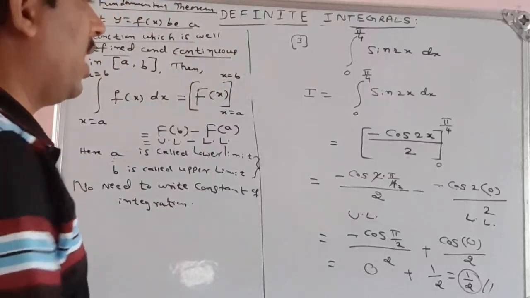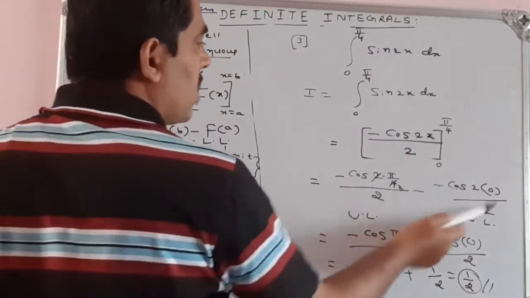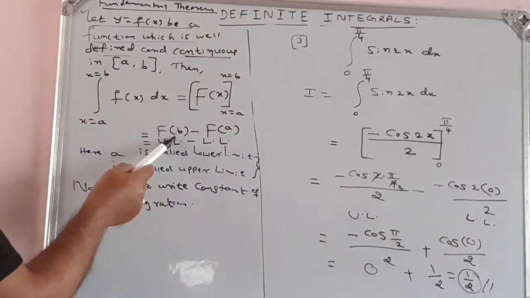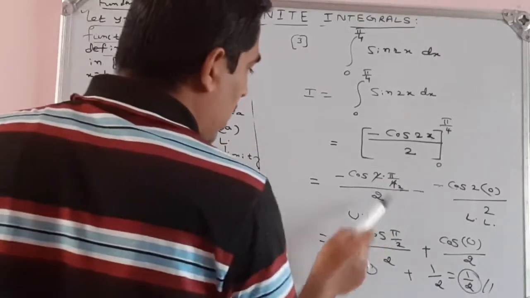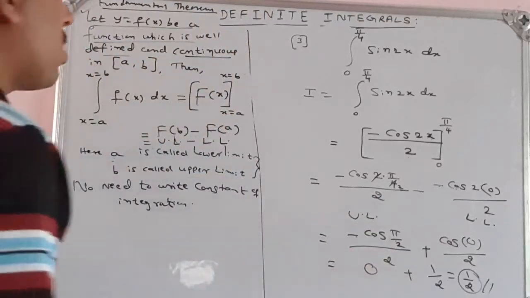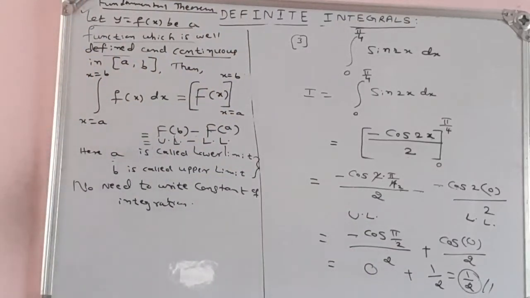So in this way we can calculate: the antiderivative at the upper limit minus the antiderivative at the lower limit. That I can calculate, and I get the value as 1 by 2. So this is our third example. Note down this example.